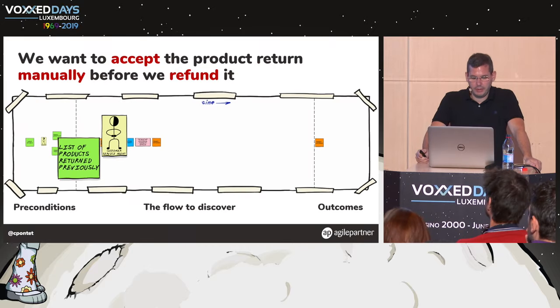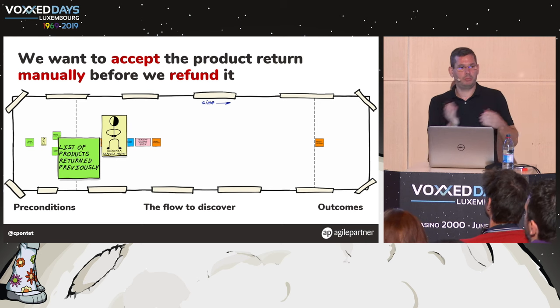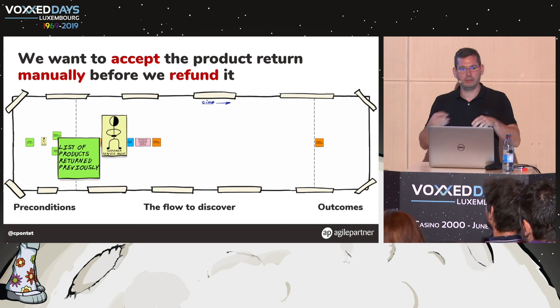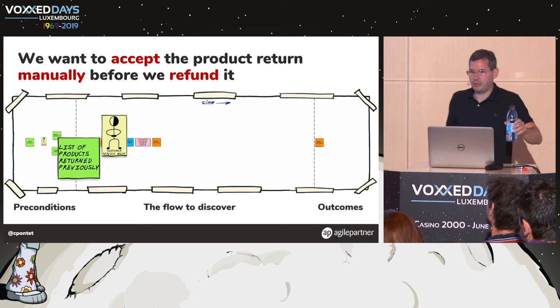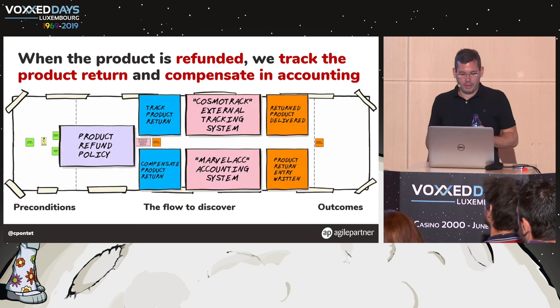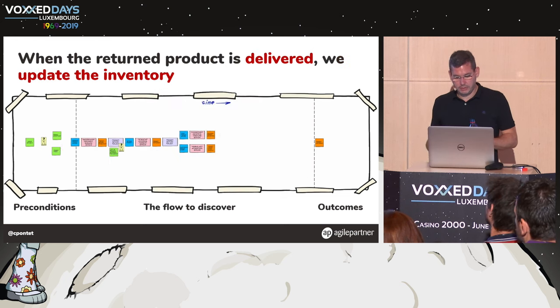It's a color puzzle. So in that case, maybe the customer service agent will need to take the decision, do we allow the product return or not? If some person just orders on your platform and they keep on returning products, you might want to tell them, hey guys, maybe you should order less and be sure about what you're ordering. Or if someone has returned a product like 6 months ago, it's perfectly fine if they return a product now. So this decision needs to be taken. And then it will lead to another policy that will take care of tracking the product return and compensating the action for the accounting system and so forth and so on.